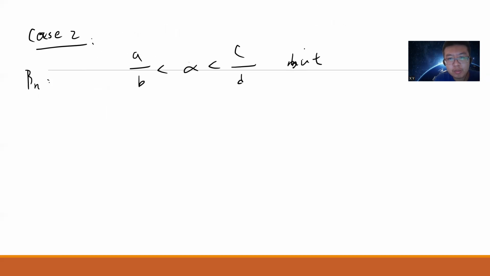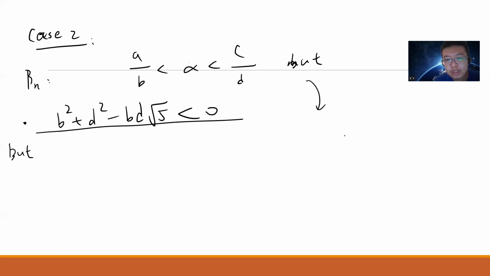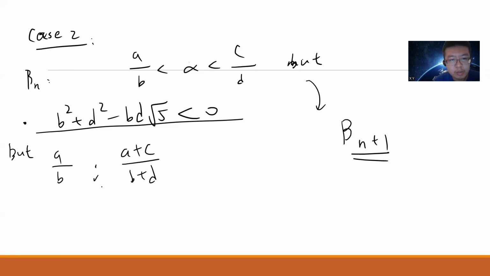Okay, so case 2. Maybe at some b_n level, I find α is greater than a/b and less than c/d, but b² + d² − bd√5 is less than 0. Then what's going on? If this is true, then I cannot get the previous results, because maybe both are not good. But at the next level, the b_{n+1} level, I will consider which numbers? I may consider a/b and (a+c)/(b+d), where maybe α is here, or (a+c)/(b+d) and c/d, where α is here. So either one of them is true.